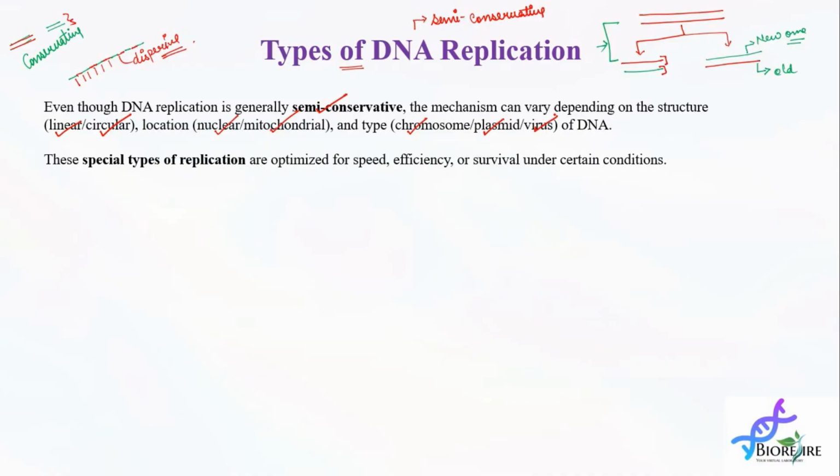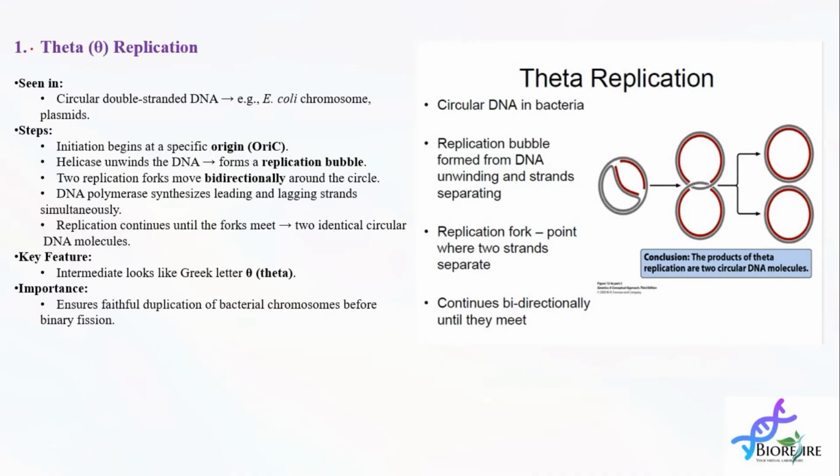Depending upon the type, location and structure, replication is divided into different models. First is the theta replication, or theta model. This theta model is seen in double-stranded circular DNA, and the best example is E. coli, or prokaryotic replication.